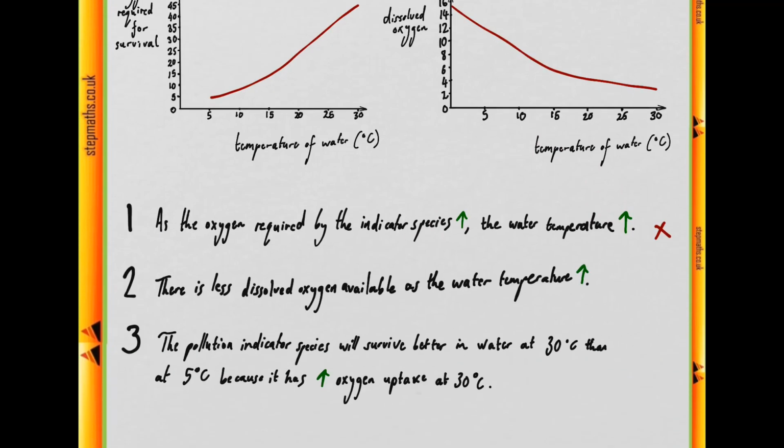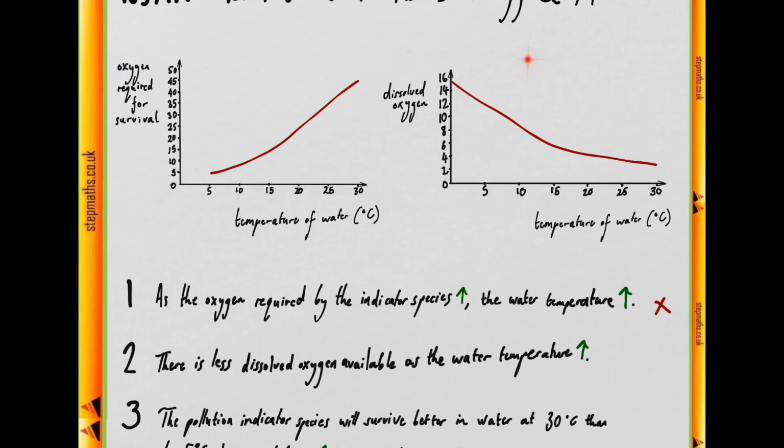Let's have a look at the second statement. There is less dissolved oxygen available as the water temperature increases. Well, that's very much what this graph is indicating, so we can say this is correct because it's summarizing what's going on in this graph. As the temperature, the independent variable, increases, the dependent variable, the dissolved oxygen, falls from 16 at 0 degrees to about 4 at 30 degrees.